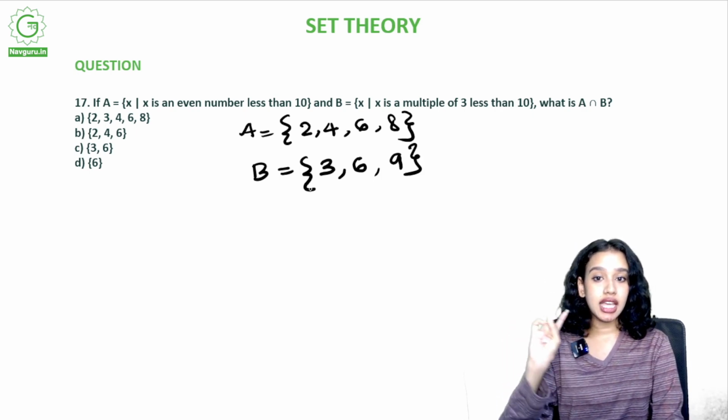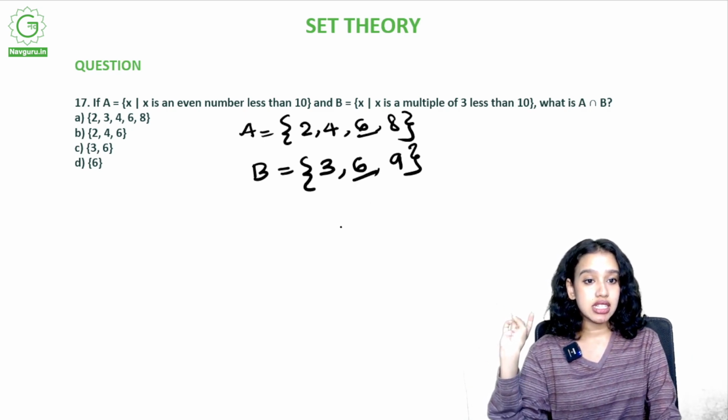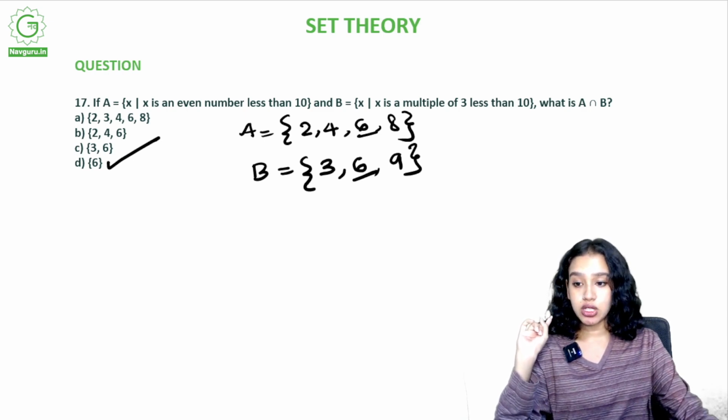Now what is A intersection B? So where does it intersect? They intersect at 6. There is no point of intersection other than this, right? So 6 is the right answer for this question.